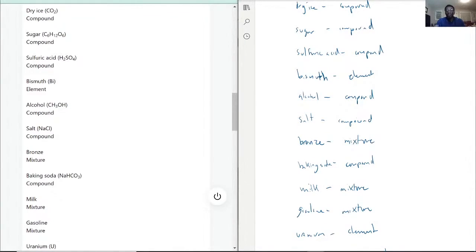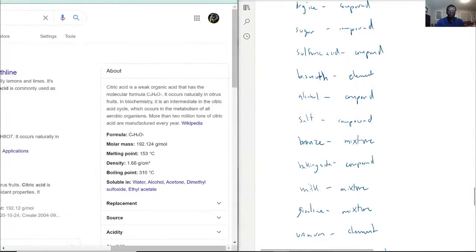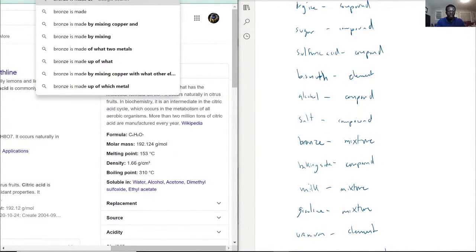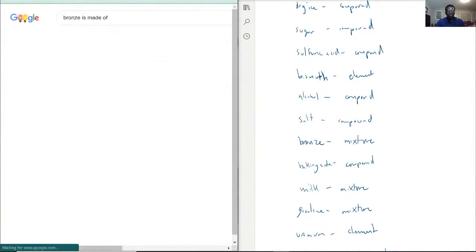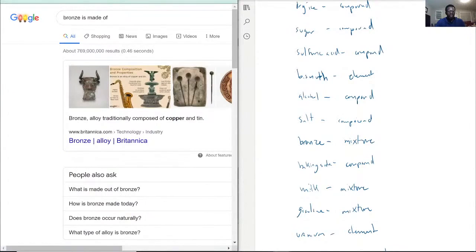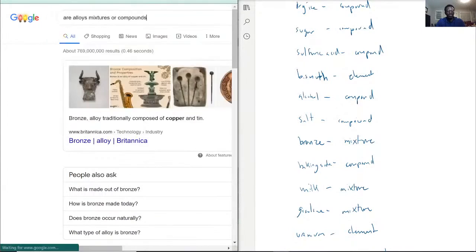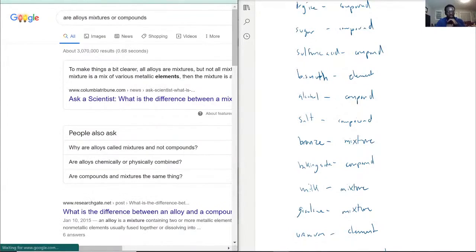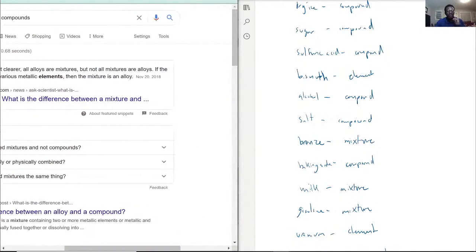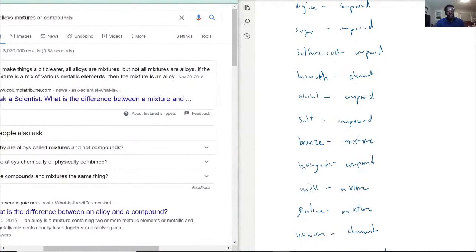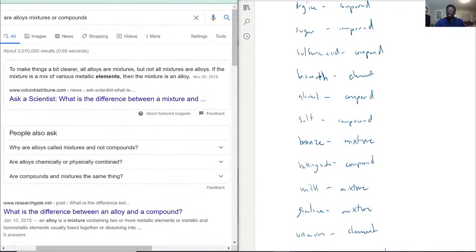a mix of? Let's actually find out. Bronze is made of copper and tin. It's an alloy. Are alloys mixtures? Alloys, all alloys are mixtures, but not all mixtures are alloys. Interesting. So bronze is a mixture because it's an alloy. Good to know for metals in general.